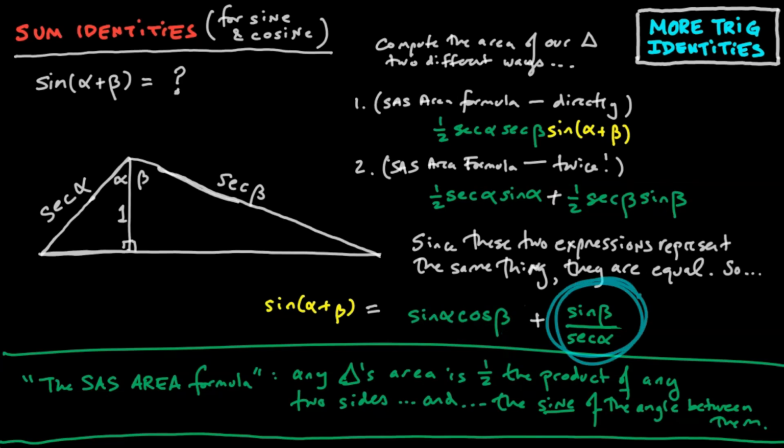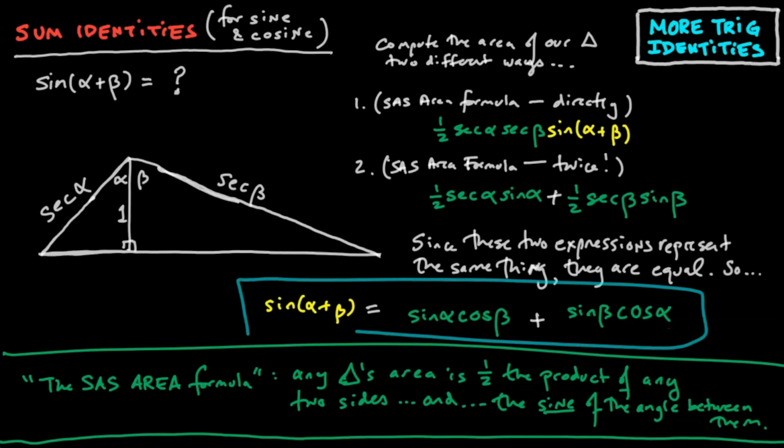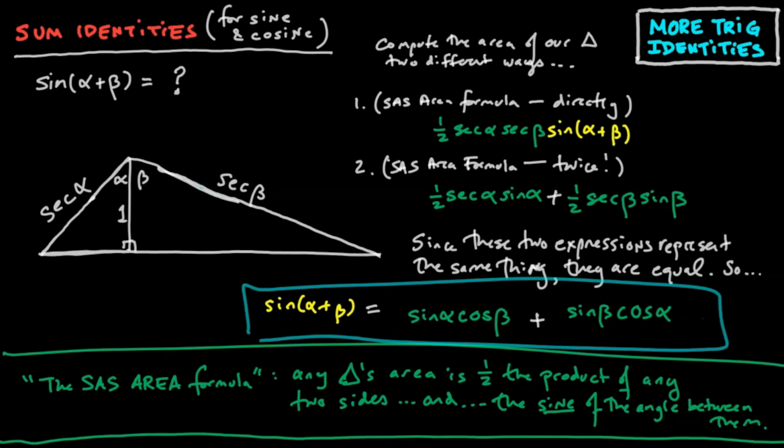And similarly over here, sine of beta divided by secant alpha. Well, dividing by secant is the same thing as multiplying by cosine. So instead of dividing by secant alpha, we can write that as sine beta times cosine of alpha. And now we have an expression that is nice and clean and fairly easy to remember. I will record it up here in a moment, but I just want you to appreciate the artistry with which we have just seen this famous formula derived.